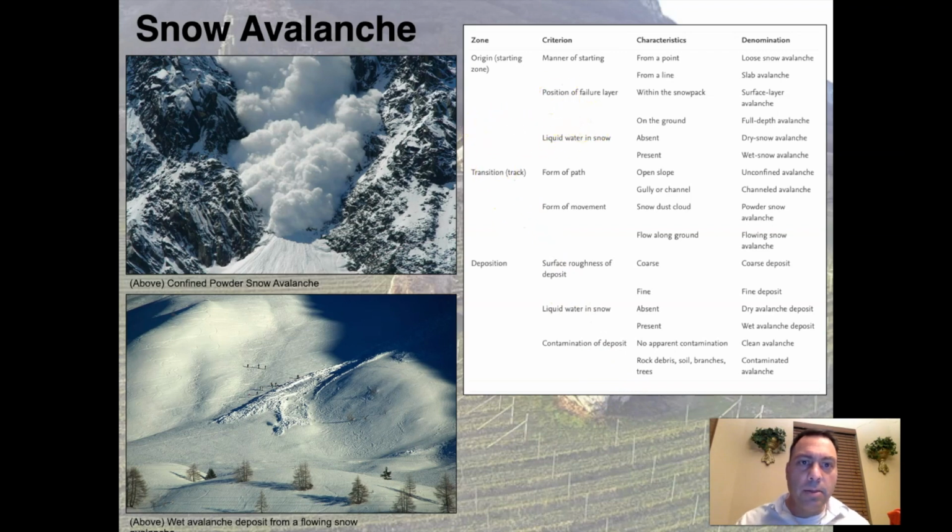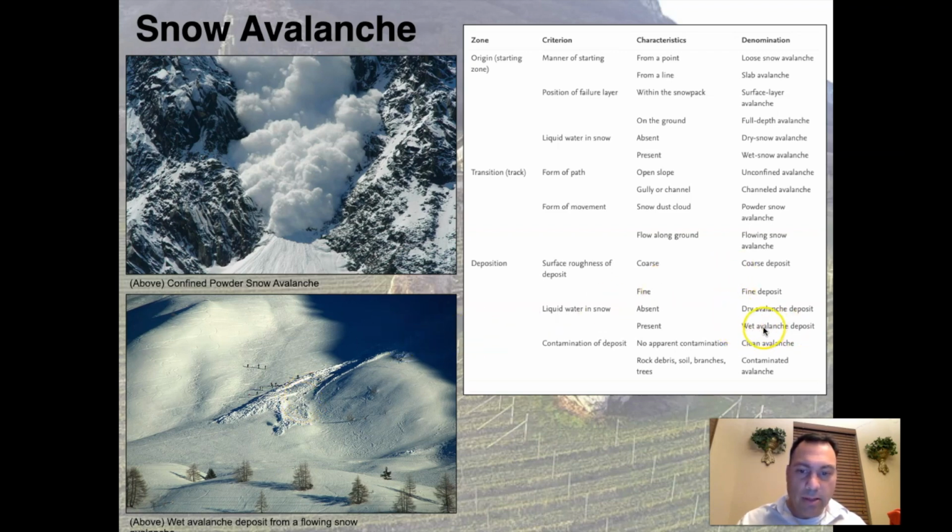So if it's up here, it's the manner of starting here, the position of failure, the liquid water and snow, if you take these different things into consideration. If liquid water is present in the snow, let's say it's snow but it's rained on the snow, then you've got a wet snow avalanche that might start forming up at the top. And as it transitions down, we can look to see how it behaves, and in this case, we see a whole lot of mixing of air along with the snow. That's why it's called a powder snow avalanche. This is where we see snow dust that's moving as a cloud down the slope. Down here, we actually see it's a wet avalanche. It's all moving as a wet avalanche deposit.